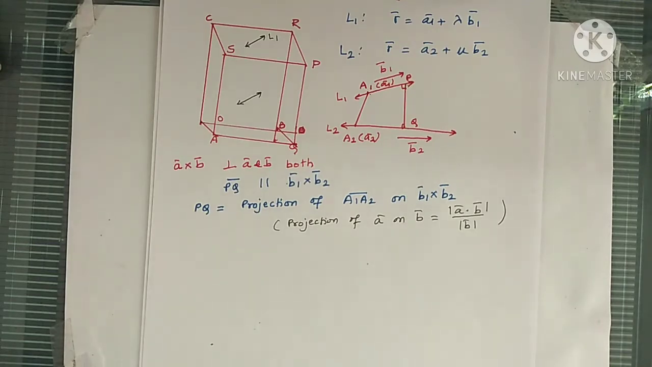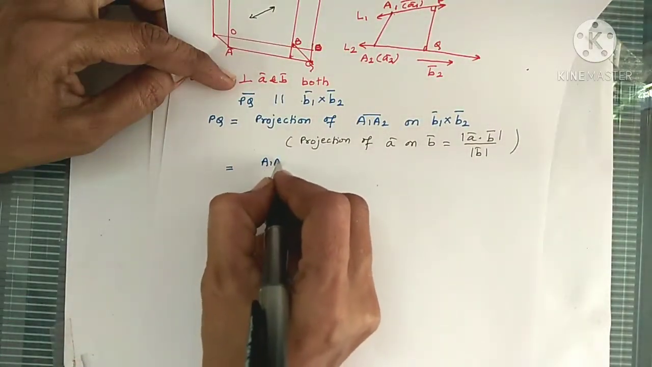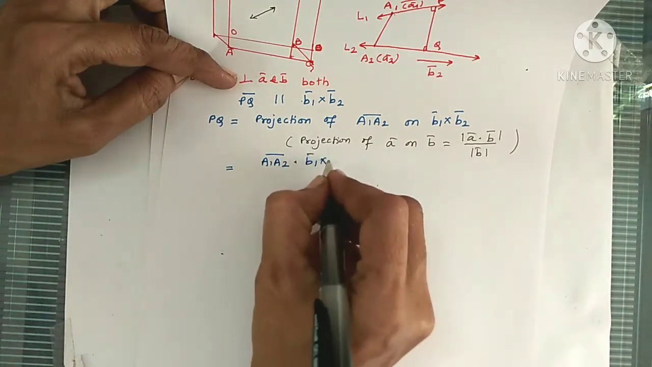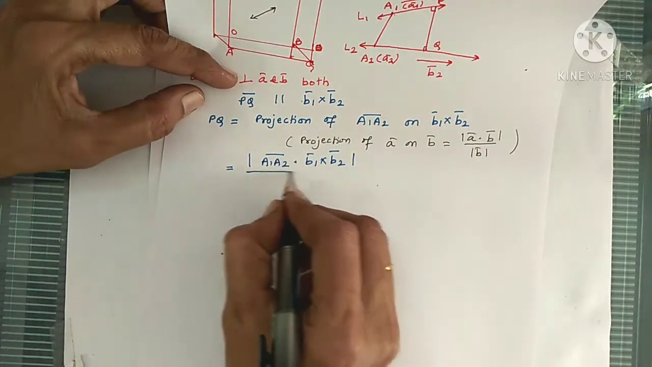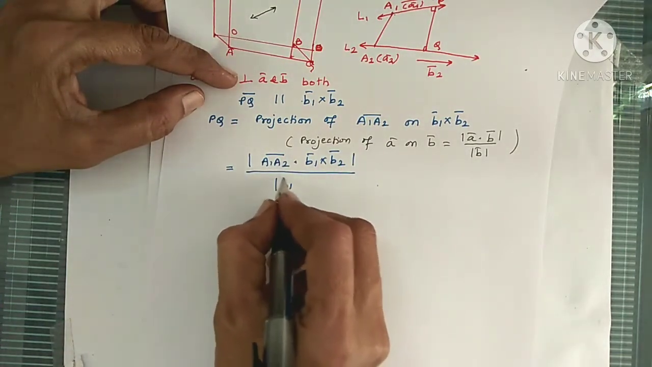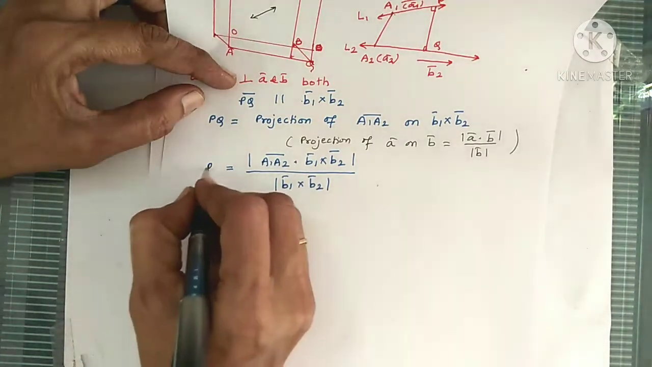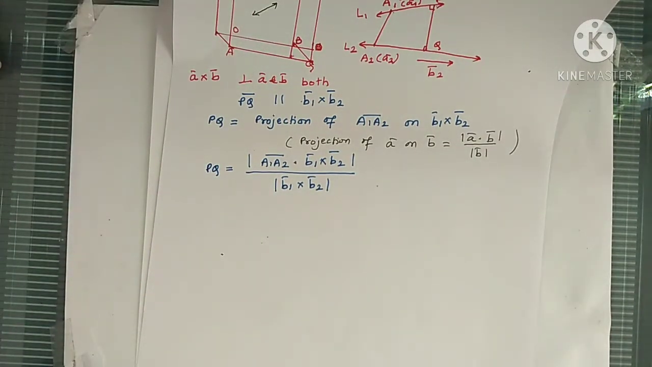So the projection of A1A2 bar on b1 bar cross b2 bar is their dot product in the numerator. So that is A1A2 bar dot b1 bar cross b2 bar. Let's put modulus sign here, divided by modulus of b1 bar cross b2 bar. So this is distance PQ, and this is the formula to find the distance between two skew lines.